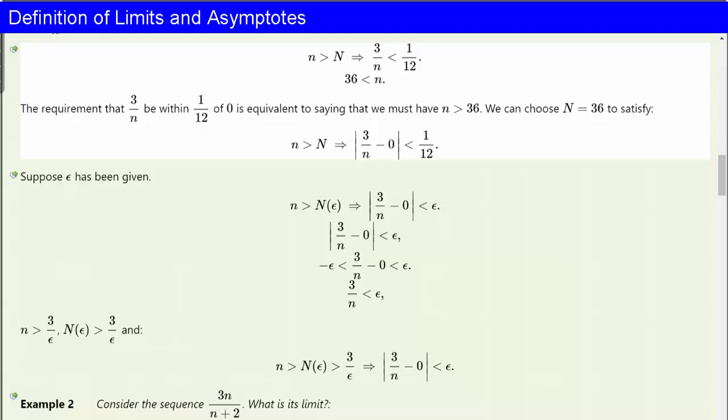So we have demonstrated that we can safely choose capital N equal to 36 to guarantee that n bigger than capital N implies absolute value of 3 over n minus 0 less than 1/12.